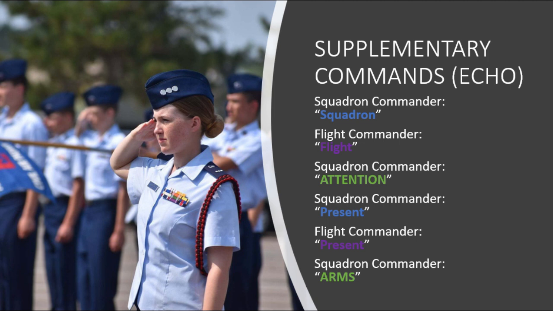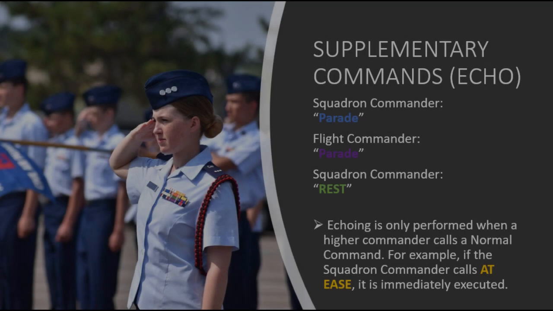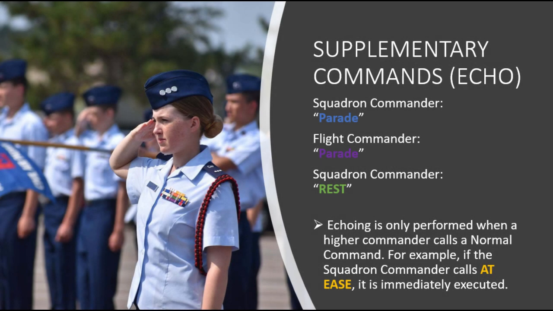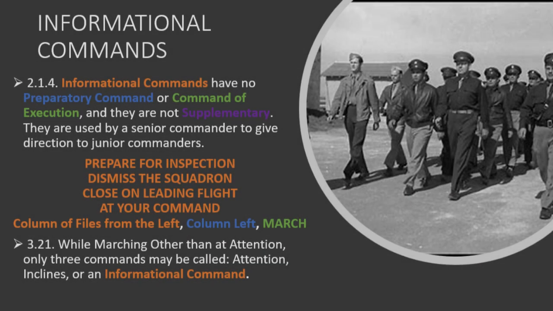So for example, present arms. In that example, the squadron commander called present, the flight commanders repeated present, and the squadron commander called arms. Then the command was executed. Another example would be parade, rest. The squadron commander called parade, the flight commander called parade, the squadron commander called rest, and the command was executed. The last type of command we'll cover in this module is informational commands.